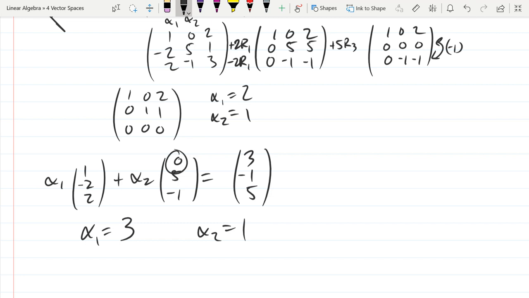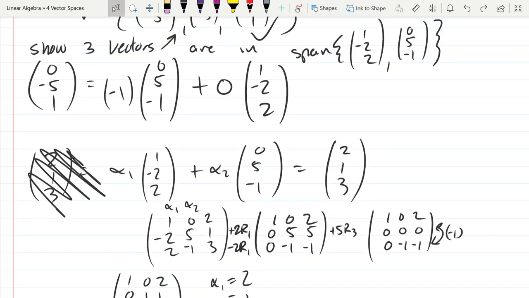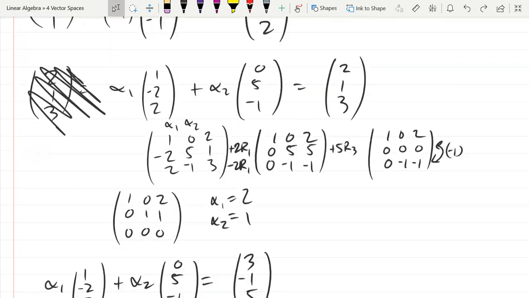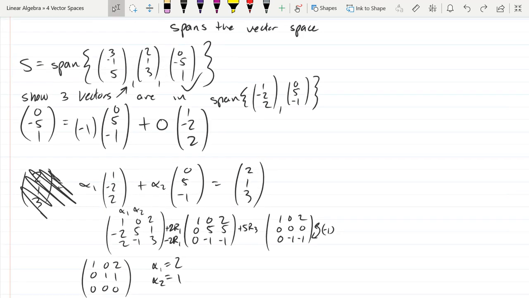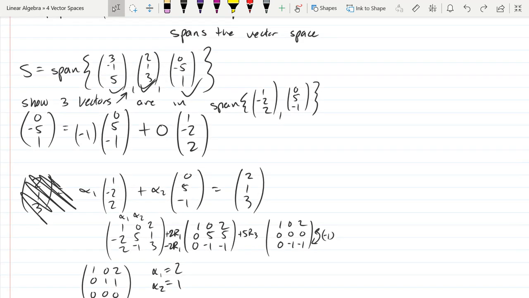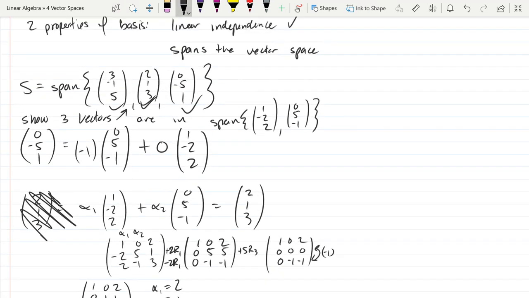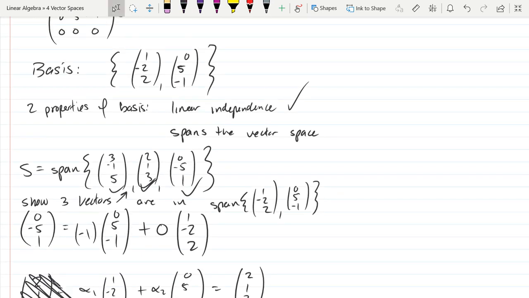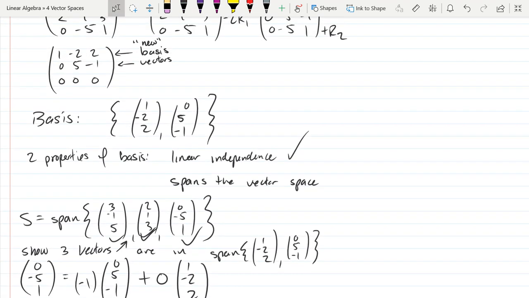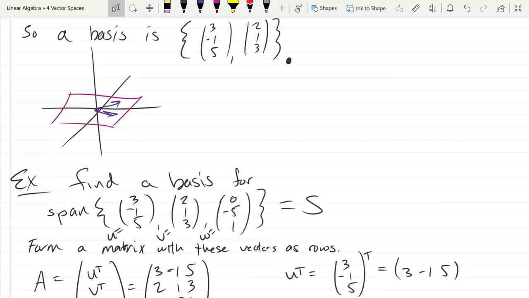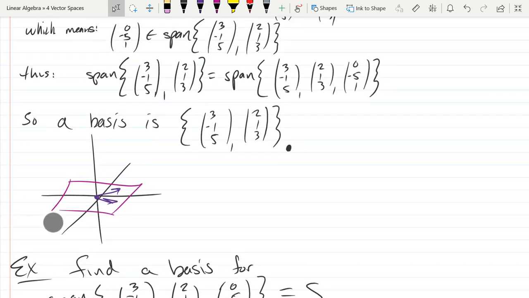So we just saw that there was a second basis. We checked off all three vectors, so we can get all three of these vectors. This basis does span the set S. Here's our basis written down. Our basis previously was 3, negative 1, 5, and 2, 1, 3.